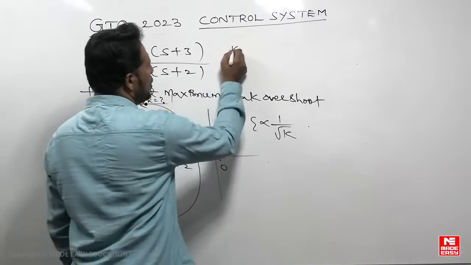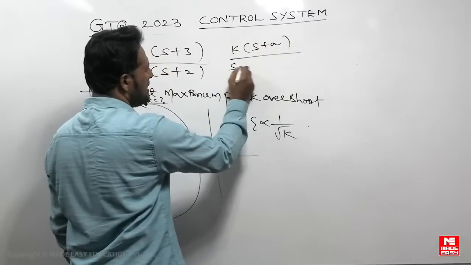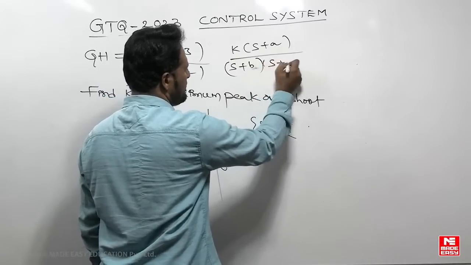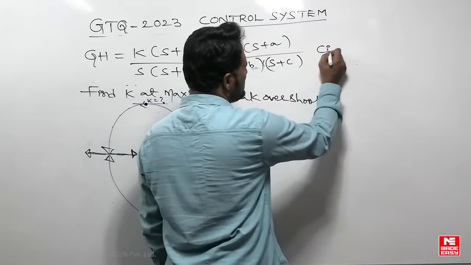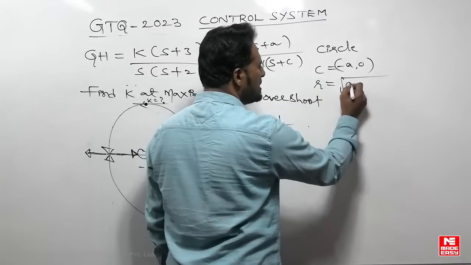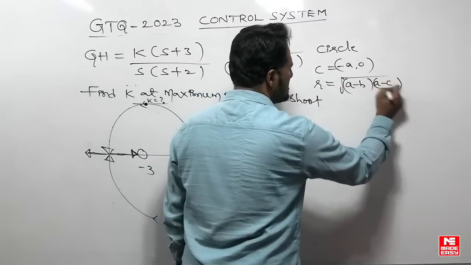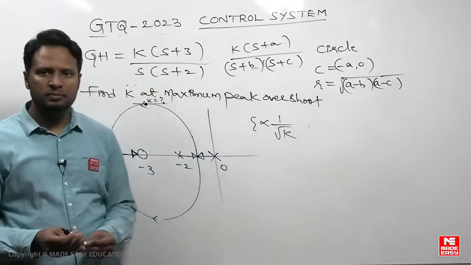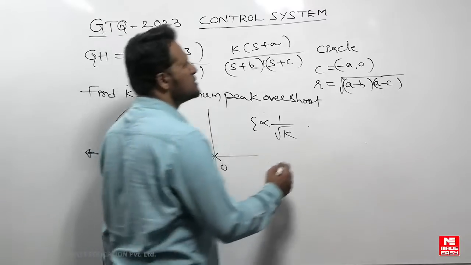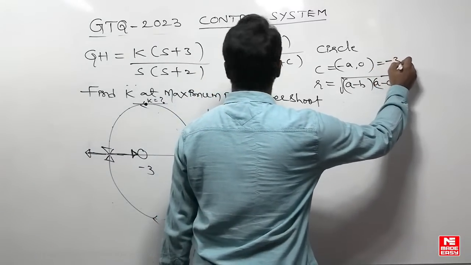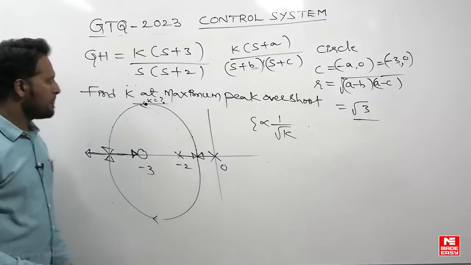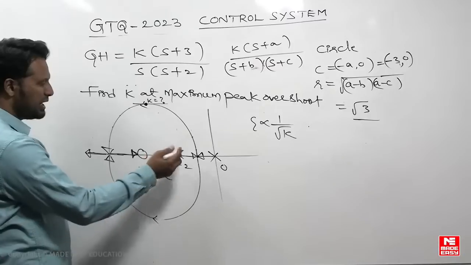Listen. If the open loop transfer function is K(S plus A) upon S plus B, S plus C, then the root locus of such a system will be a circle with center minus A comma 0, radius root of (A minus B)(A minus C). So in this question, center is minus 3 comma 0 and radius is root 3. So this is the center and radius root 3.